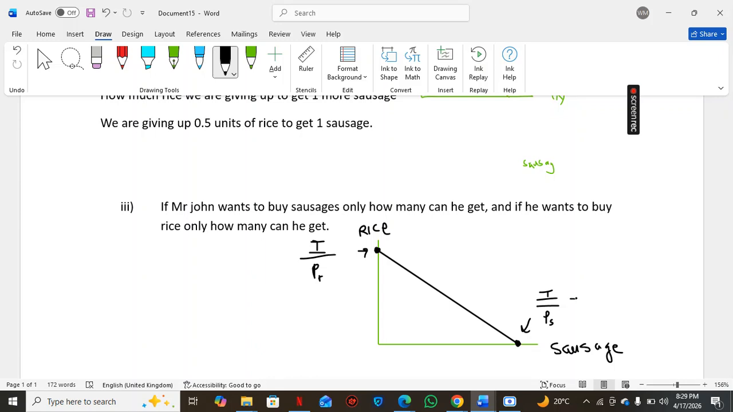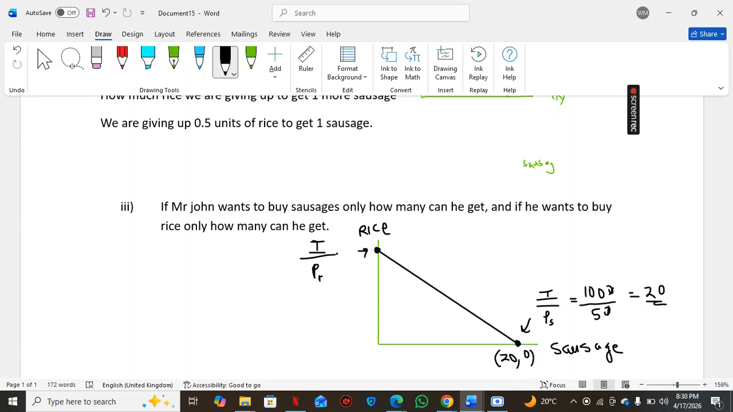So let's say for sausage, our income is 1,000. The price of sausage is 50 kwacha. So 1,000 divided by 50, that is 20. So if we only buy sausages, we can buy 20 sausages. We buy 20 sausages and zero rice. We're only buying sausages here.